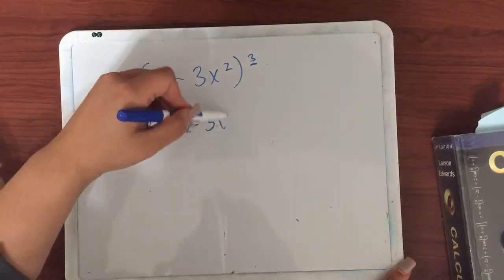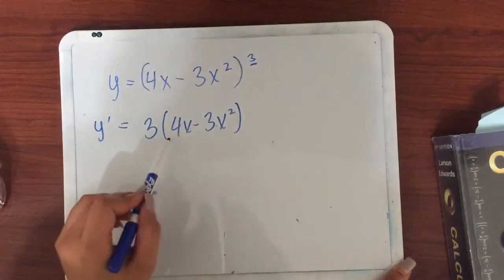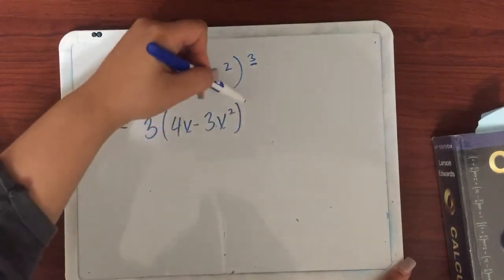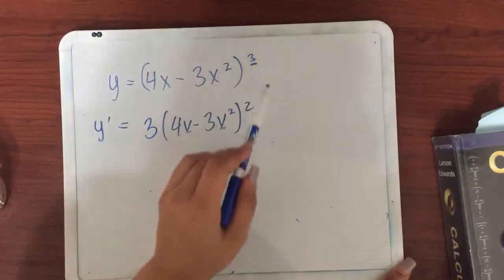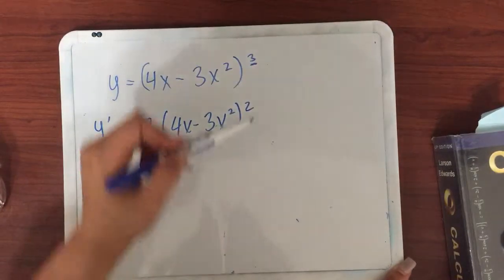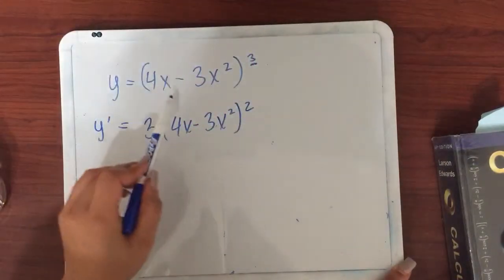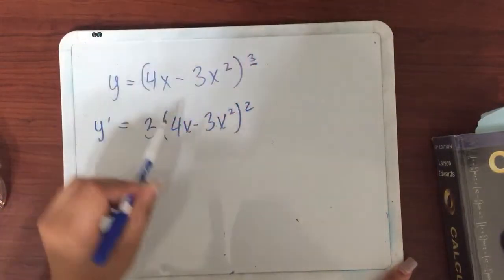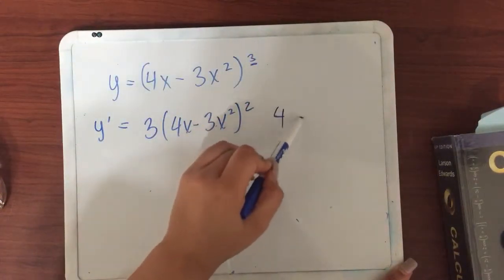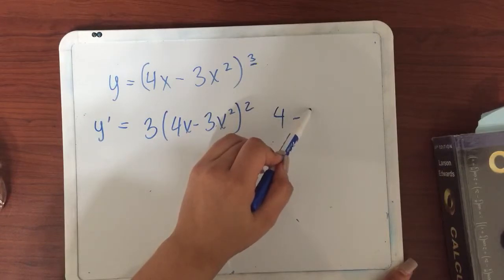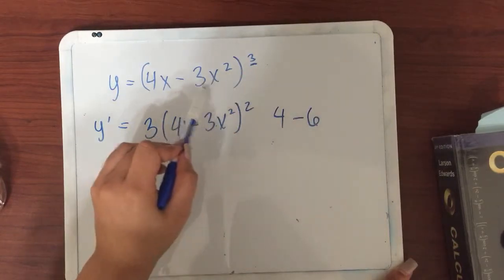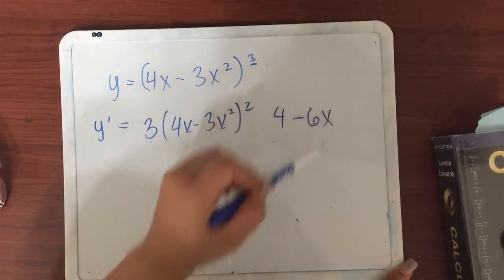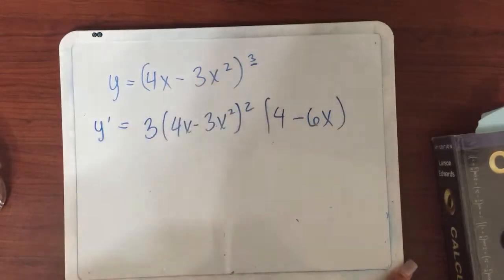4x minus 3x squared, because you don't do anything to the inside function first. 3 minus 1 is 2, so you have it to the 2nd power, and then you take the derivative of the inside. So the derivative of the inside would be 4 minus 6x. And that would be your answer.